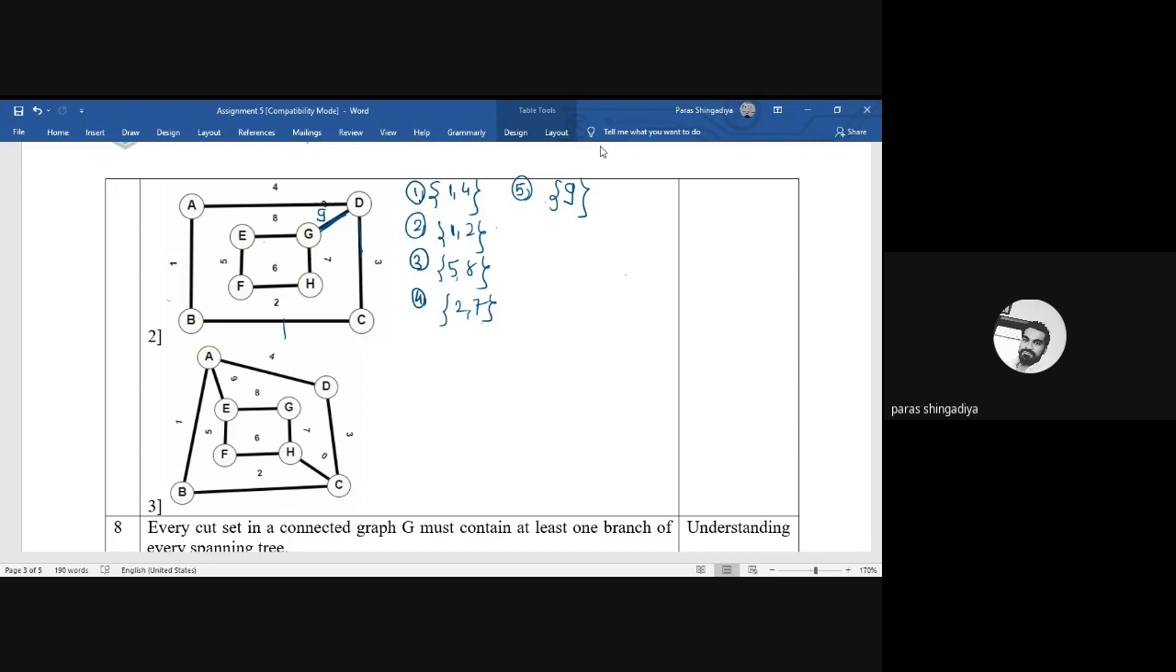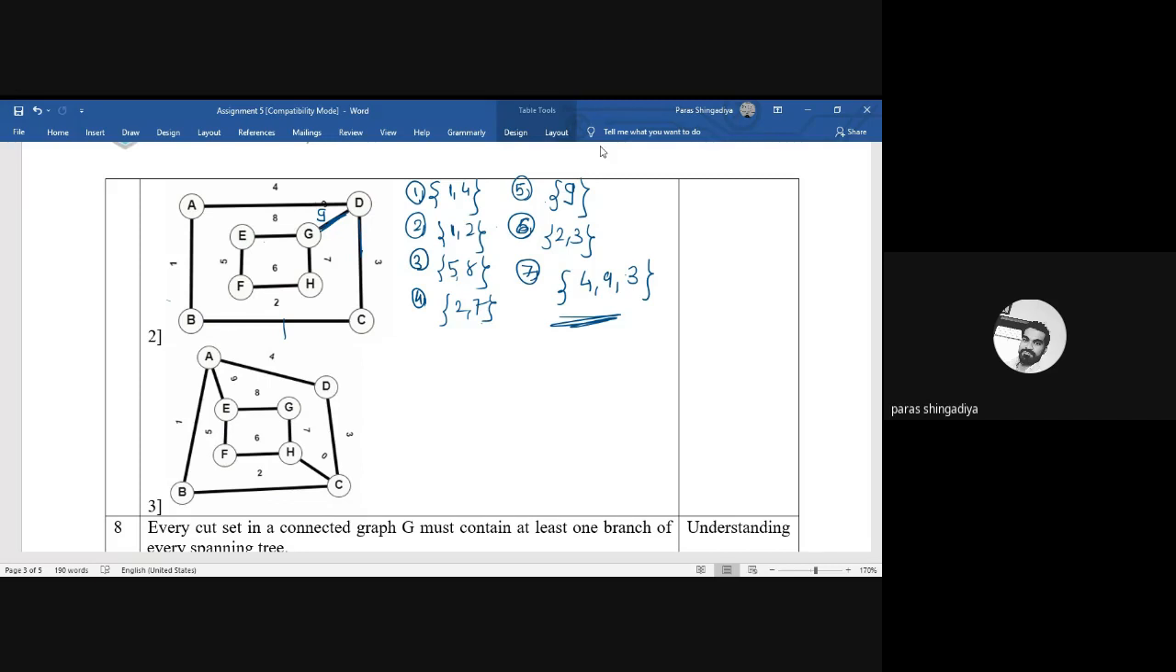And 3 2 is also a cut set. Okay, let's discuss. 2 3 is also a cut set. Now the seventh number, a counter example. Can we consider here that 4, 9, 3 is a cut set?